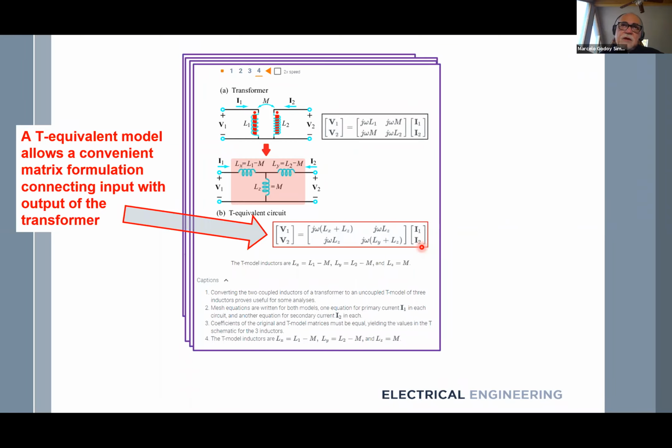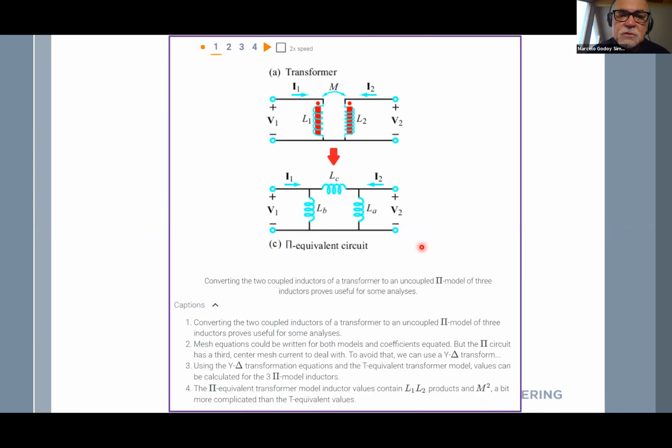Now, instead of a T equivalent model, we can use something called a pi equivalent model. So why is it a pi? Because if you look here, see, there is a branch here, there's a branch here, looks like the letter pi. We also call it delta. Why? Because it looks like a triangle here, okay? So you can say it's a pi equivalent model or a delta equivalent model.